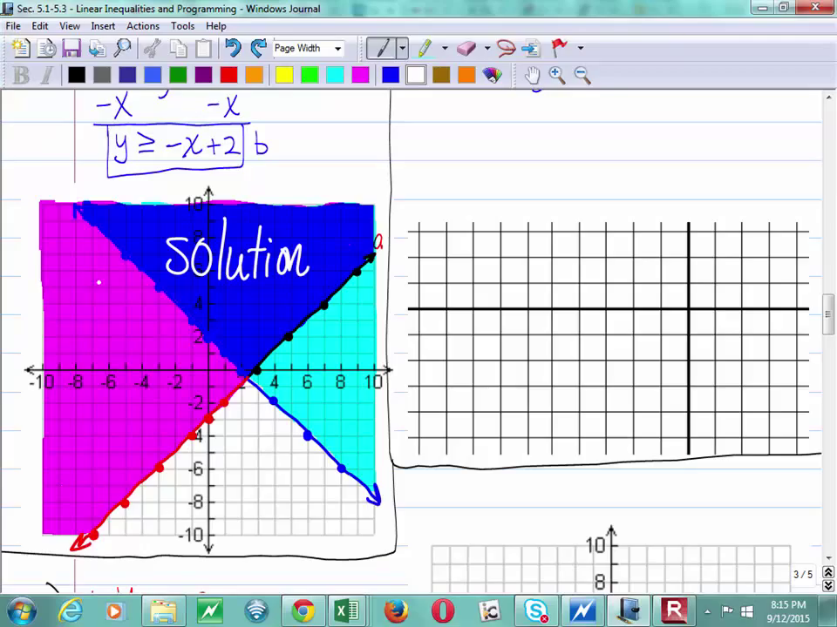Okay, now when you're doing this on the computer, you can only shade the solution area. So that's why, if you shade all of this area, then they're going to count it wrong. You only shade the solution area. So that's why I think it really helps to actually do it on paper with some highlighters. So that way you make sure you know what your solution region is.